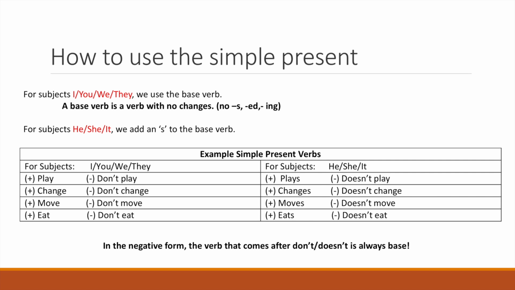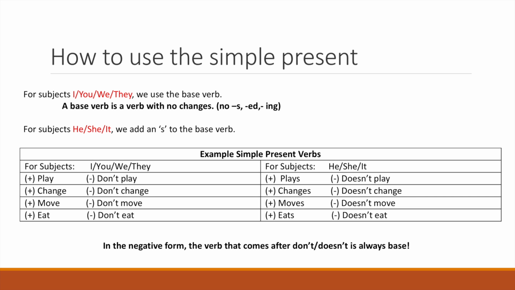To form the simple present for subjects I, you, we, and they, we start a sentence with the subject, followed by a base verb. Base verb simply means we don't change the verb. There's no S, ed, or ing. For example, I play football. If the subject is he, she, or it, we must add an S to the verb. For example, he plays football.